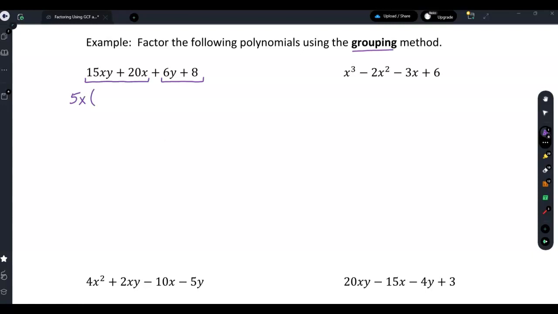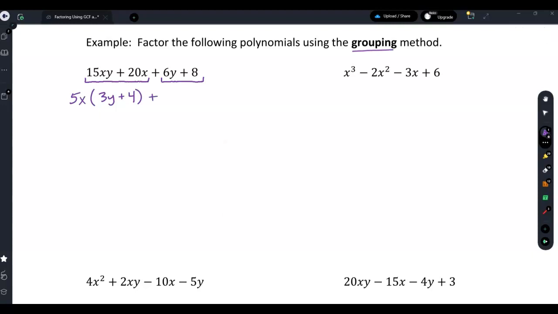15xy divided by 5x would leave me with 3y. And 20x divided by 5x would be positive 4. And then this is the part that's easy to forget, but when you're doing factoring by grouping, whatever the sign is in the middle of your 2 groups, you need to bring that down.